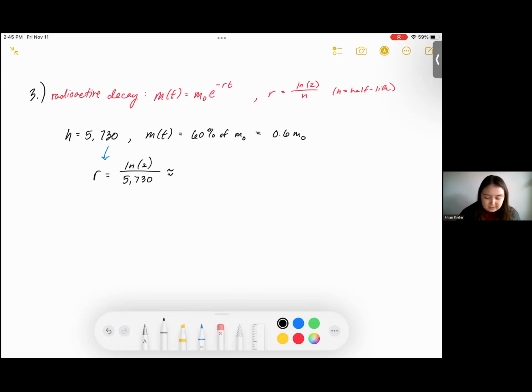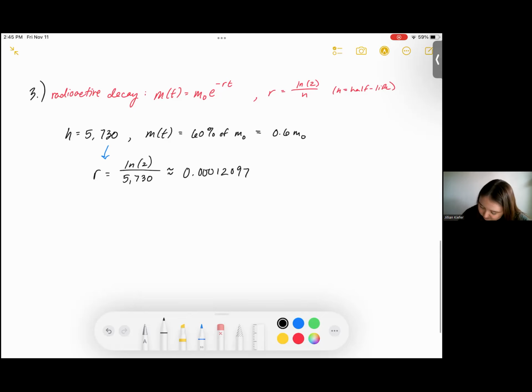Rounding to 8 decimal places, we would have 0.00012097. And yes, that is 8 decimal places. So that's the value that we should end up getting for R. So plugging the value of R into our original equation, this will now allow us to find T, which is what we wanted. How long will it take for us to have 60% of the original amount?